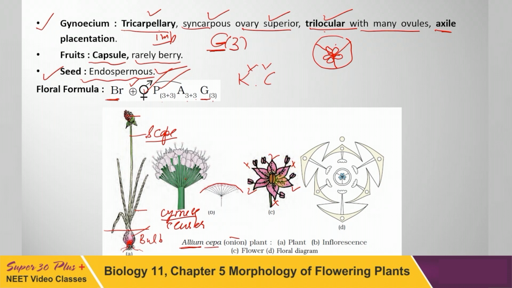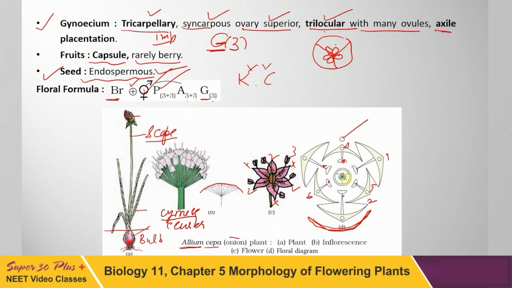If you see the floral diagram, here we have to make one. The bract is also there. This is the bract, and this is the mother axis. This is 1, 2 and 3, the 3 tepals in the outermost whorl. This is 4, 5 and 6, the tepals in the inner whorl. These are the stamens, also in 2 whorls, 1, 2, 3, 4, 5 and 6. 6 stamens are there. This is the gynoecium, tricarpellary, trilocular, with a syncarpous ovary.